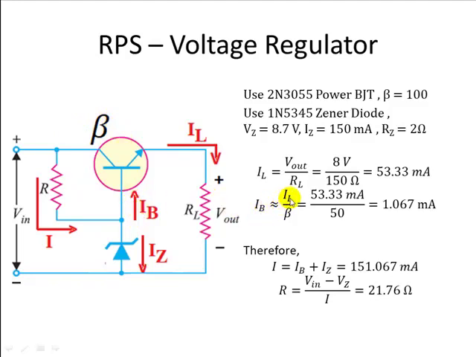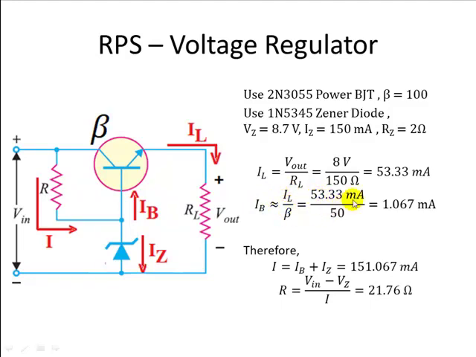IB is approximately equal to emitter current divided by beta. It is actually collector current divided by beta. However, collector current is approximately the same as emitter current, so I have replaced collector current by emitter current. So IB is approximately equal to emitter current, which is also the load current IL, divided by beta.